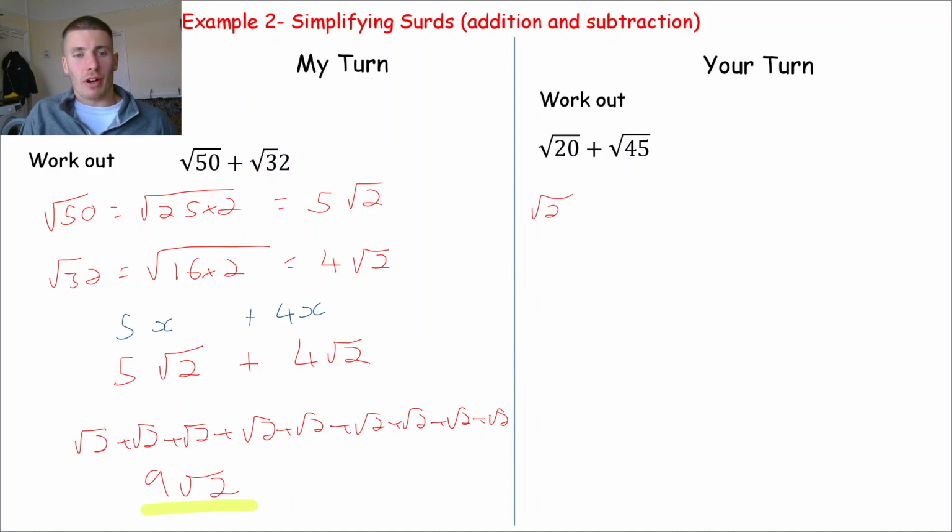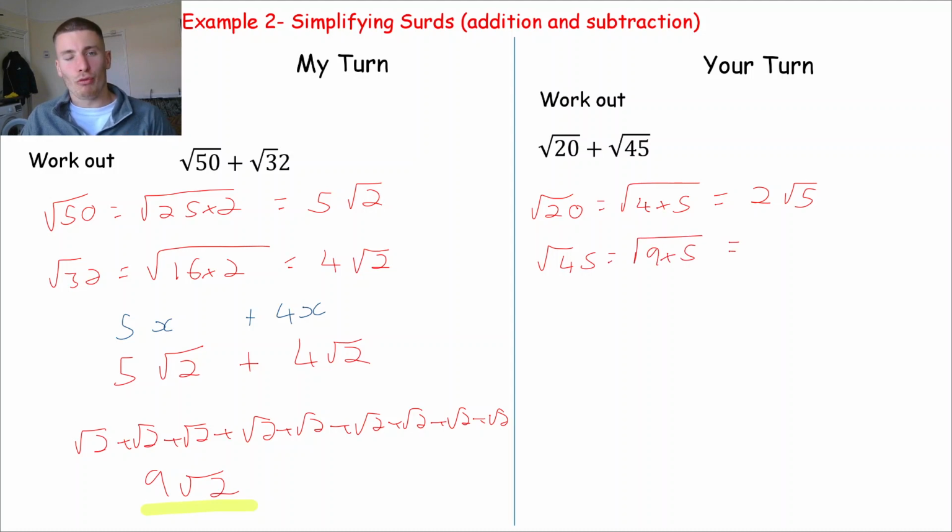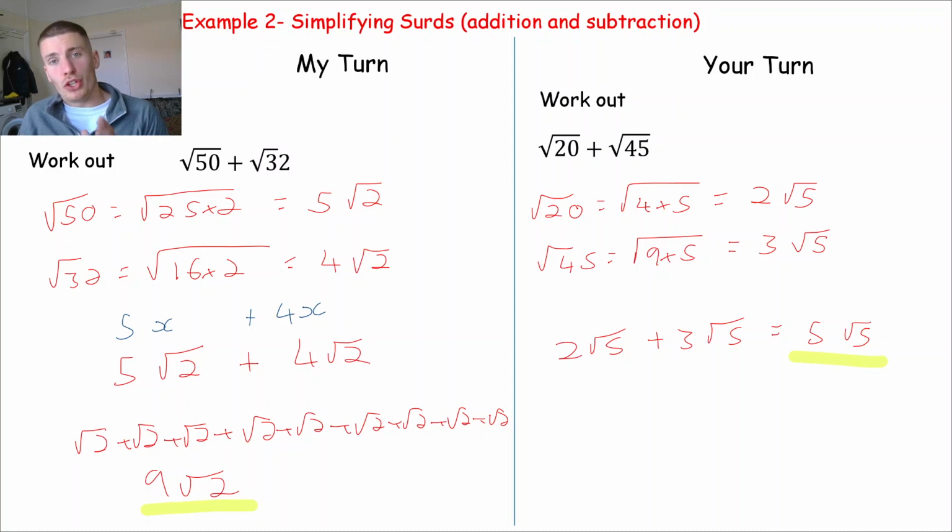Root 20, how can you write that? You can write this as root 4 times by 5. Root 4 is equal to 2, root 5, so 2 root 5. You've then got root 45 is equal to root 9 times by 5. Root 9 is of course 3 times by root 5, so 3 root 5. Root 20 is therefore 2 root 5, add root 45, which is the same thing as 3 root 5. 2 with 3 is 5, so 5 root 5 is your answer. So this is one use of being able to simplify surds down, because you can add surds together.